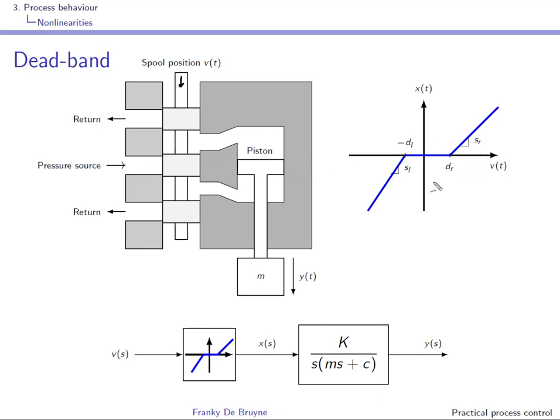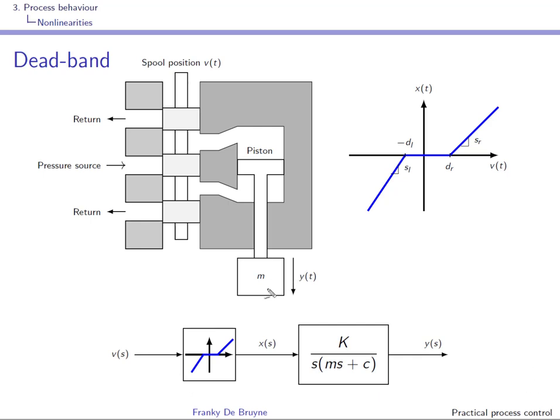Usually in this type of deadband, dl and dr are the same, and the slopes are the same as well. In this case the slopes would be 1, but this is modeling a general deadband nonlinearity. So you can see here that if you push in the beginning you have no effect, and then of course the opening comes, and due to the pressure source the piston will start to move. So here the deadband is at the input of the process.